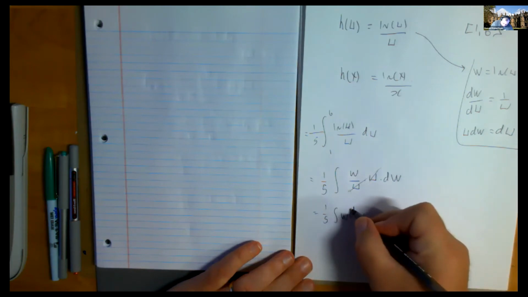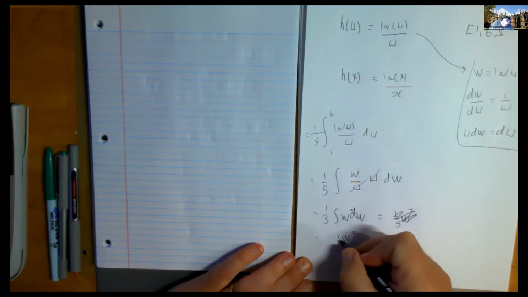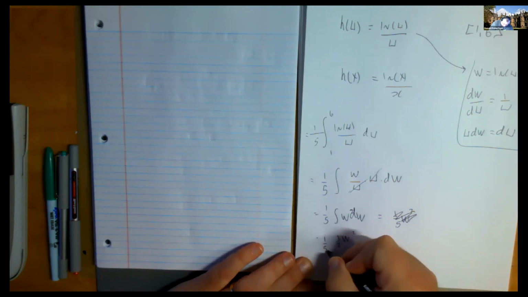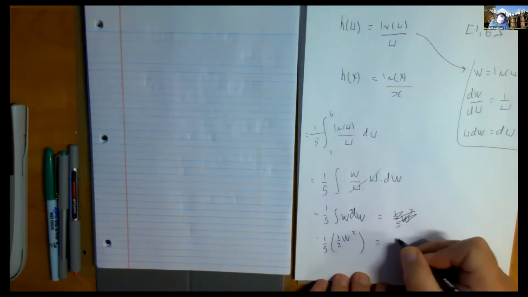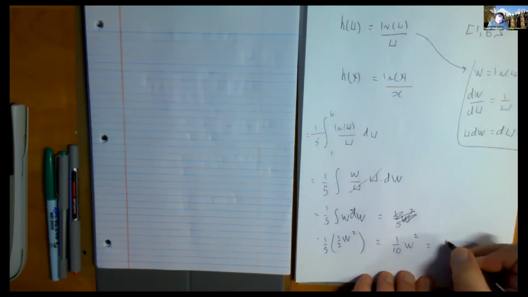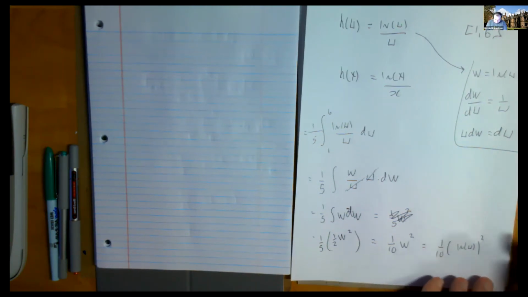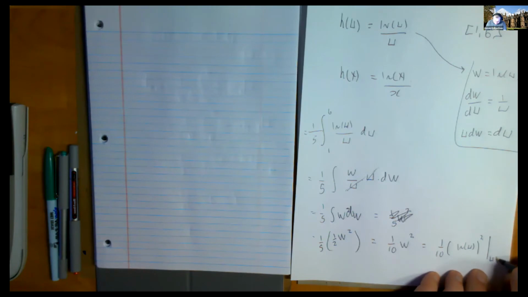Too much in one go. Add 1 to the power. Divide by the new power. We get that. That gets me this guy. This guy now becomes log U. I can then plug in U equals 1 and U equals 6.